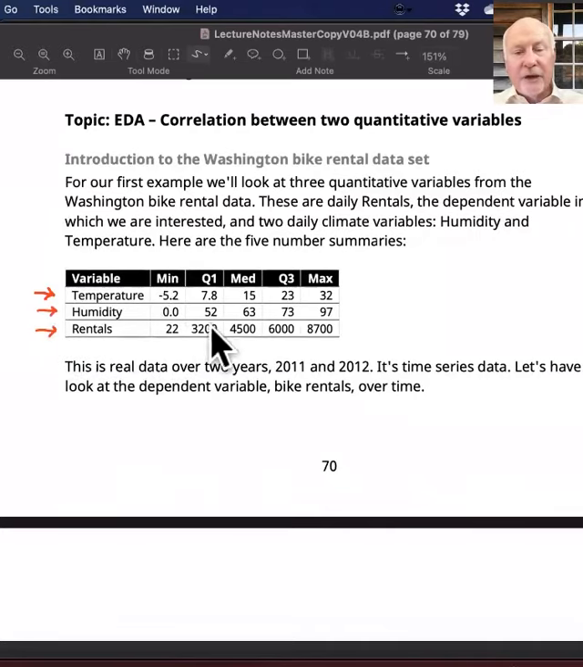I've just put the 5 numbers there so you can get an idea of what the numbers look like. The median rentals was 4,500. The lowest rental day was this one. That's when Hurricane Sandy hit Washington in October 2012, and they shut the whole city down, switched off all the public transport and so on.